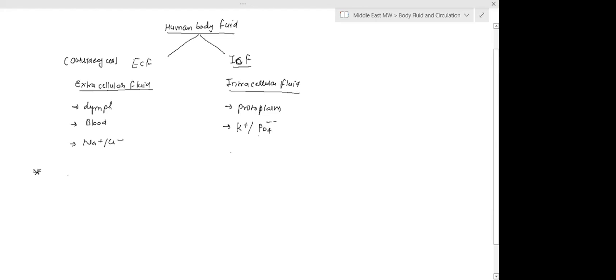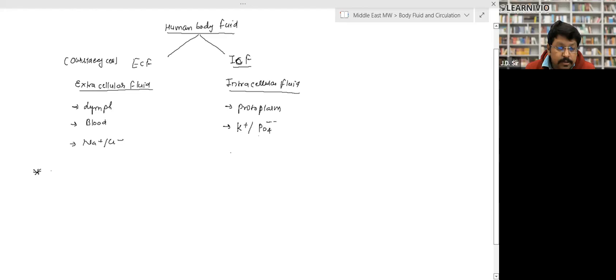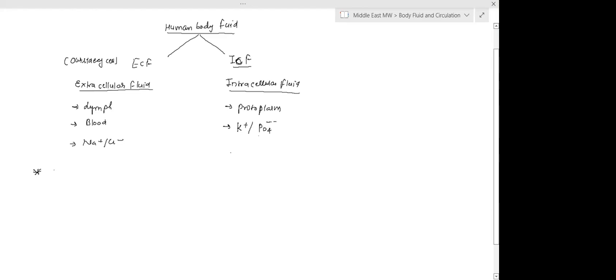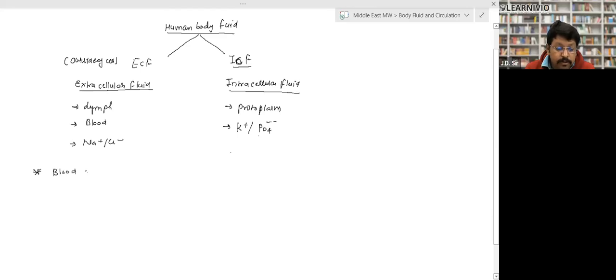Blood. Yes, make a star. Blood forms 30 to 35% part of ECF. Full stop.